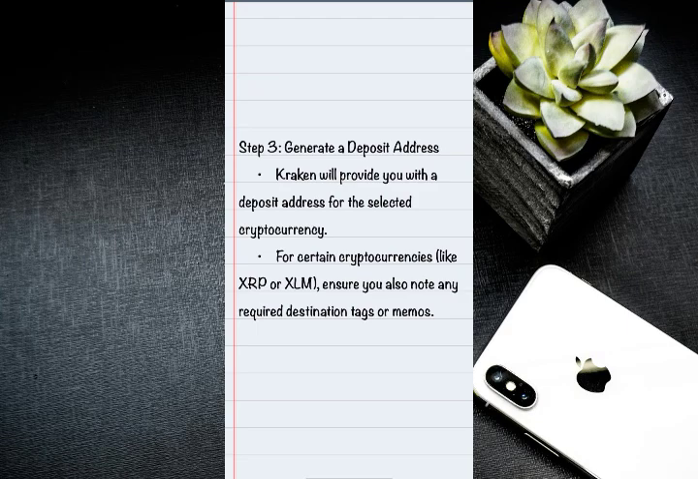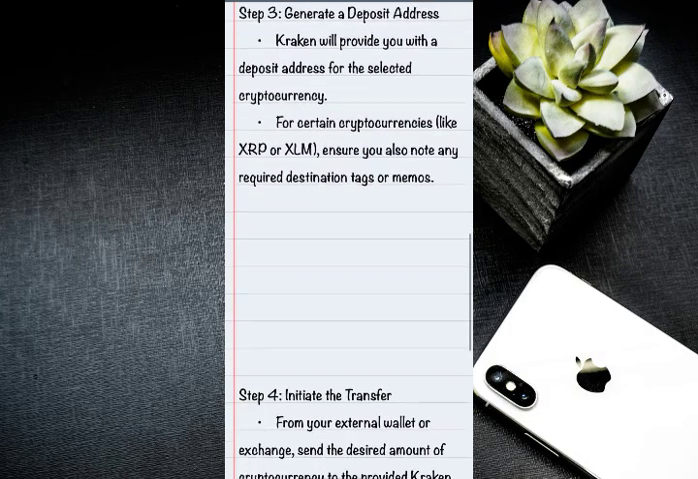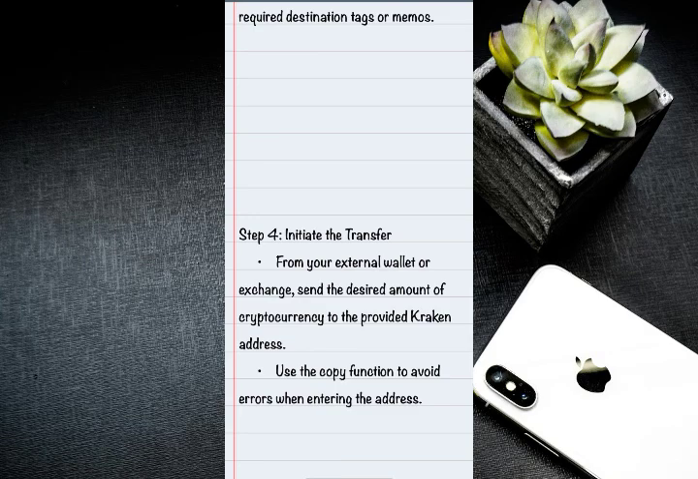For certain cryptocurrencies like XRP and XLM, make sure you also note any required destination tag or memo if included. Then after that, you have to initiate the transfer. From your external wallet or exchange, send the desired amount of cryptocurrency to the provided Kraken address. Then use the copy function to avoid errors when entering the address.